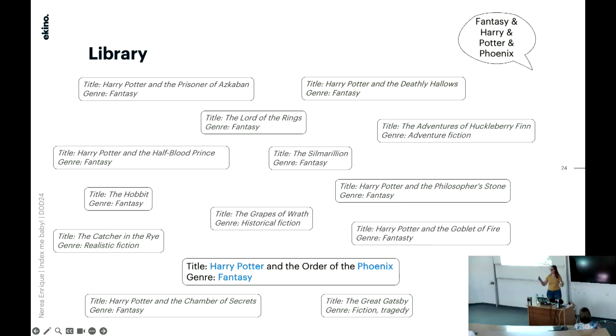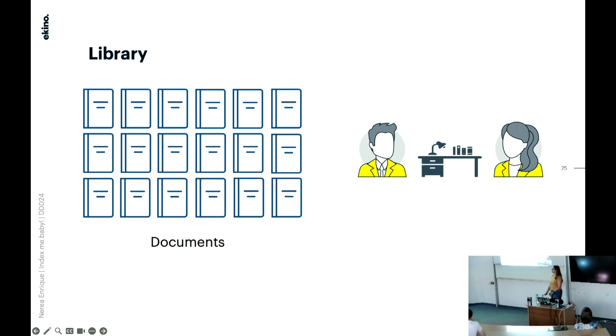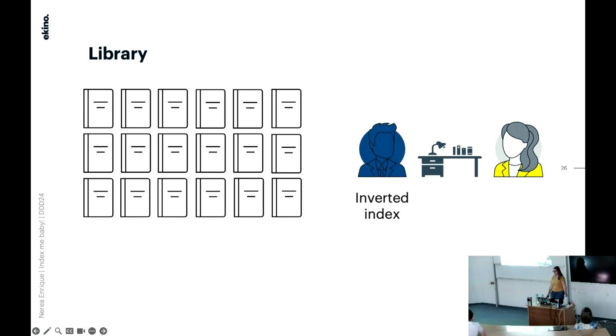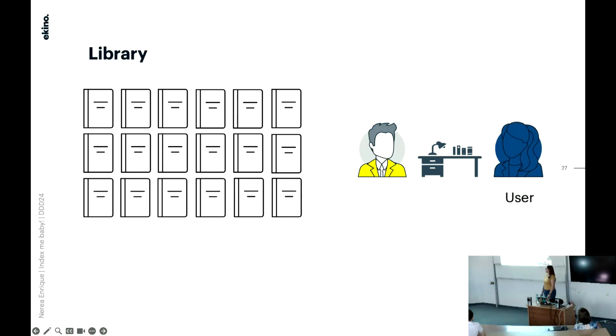So if you take that into the schema that I showed you before, my books are the documents. So that's all the textual information I'm going to be looking into. I am the inverted index because I have all the knowledge of the books, so here documents. And obviously you were the user. I think you guessed it.